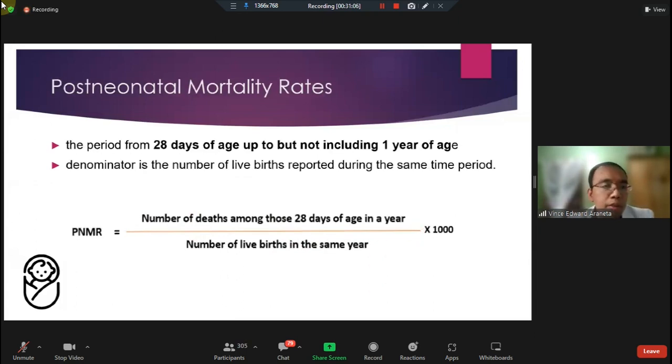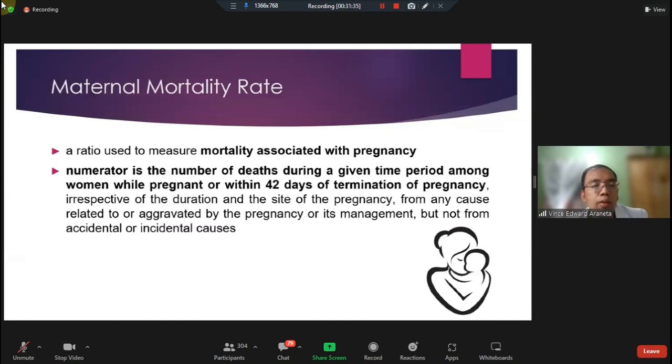Okay, next, we have the post-neonatal mortality rate. This is the period from 28 days of age up to, but not including, 1 year of age. The denominator here is the number of live births reported during the same time period. So to clarify, this is 28 days up to less than 1 year, the post-neonatal mortality rate.